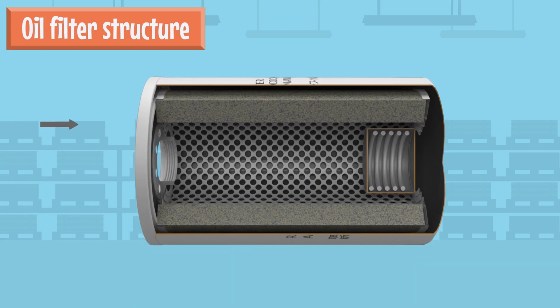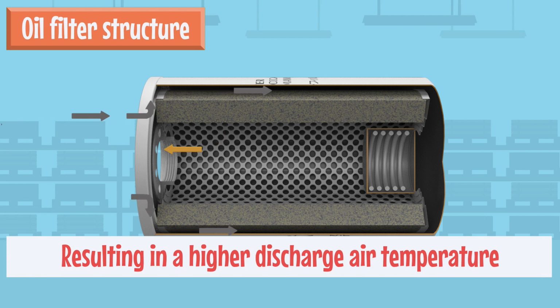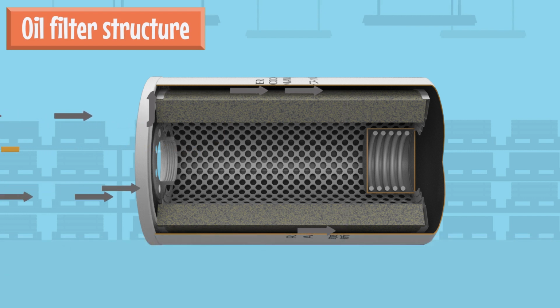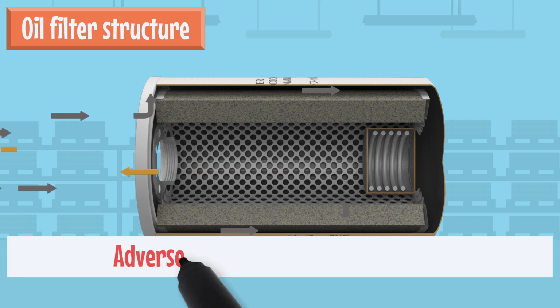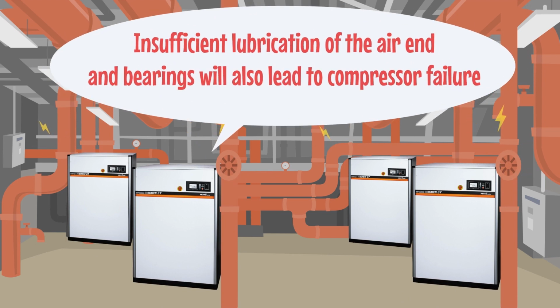Therefore, if the oil filter becomes clogged, the amount of oil supplied to the compressor will decrease, and the compressed air will not be cooled well, resulting in a higher discharge air temperature. Then, the discharge air temperature relay is activated, and the compressor stops, which adversely affects the production line. Insufficient lubrication of the air end and bearings will also lead to compressor failure. Therefore, regular maintenance and replacement are required.